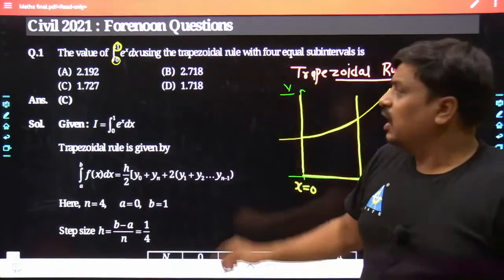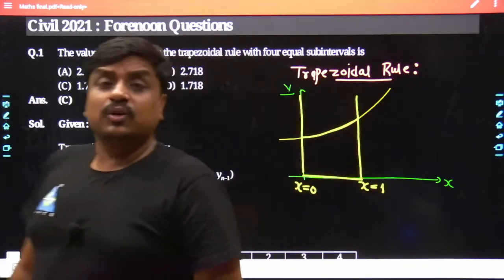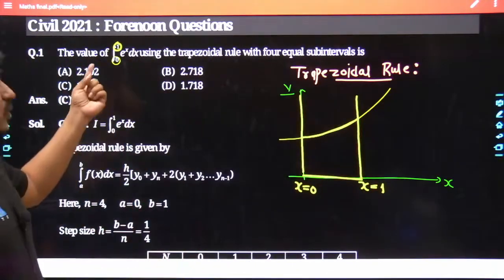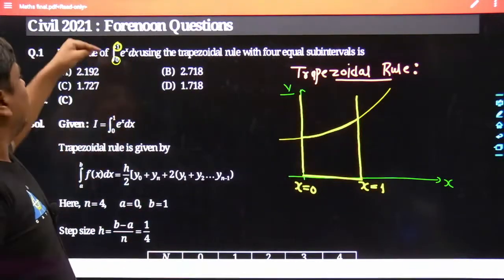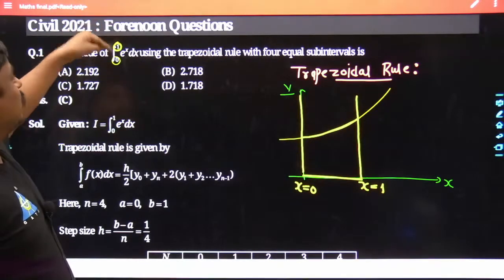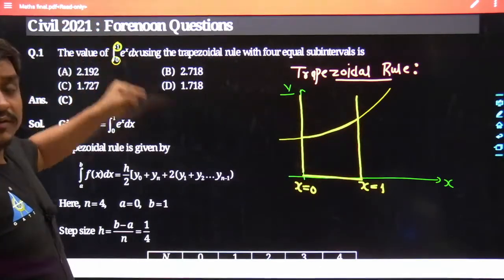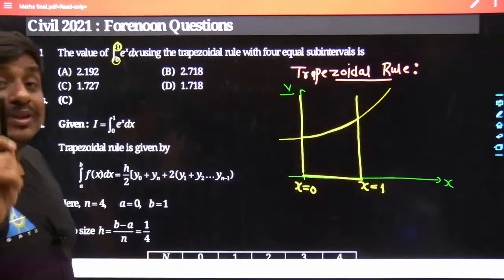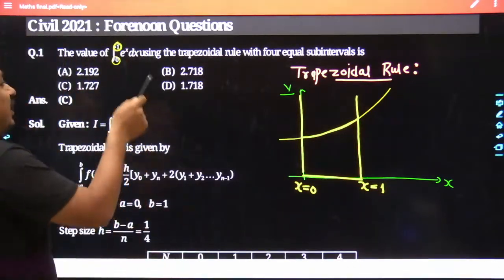What I am saying is, nobody should calculate this value using the analytic method where the integration of e to the power of x would be e to the power of x. Now they can feed x as 1, so it would become e to the power of 1 minus e to the power of 0, which would become e minus 1. Nobody should do that. Otherwise, you would be getting a wrong answer.